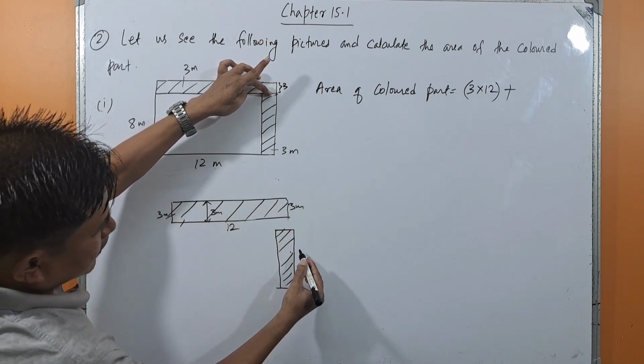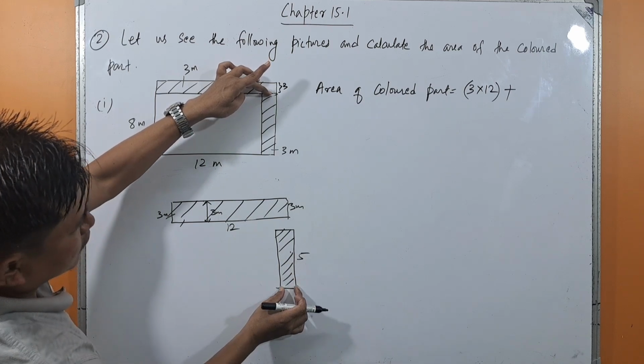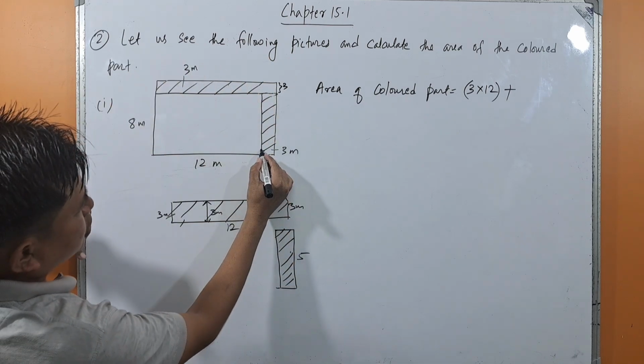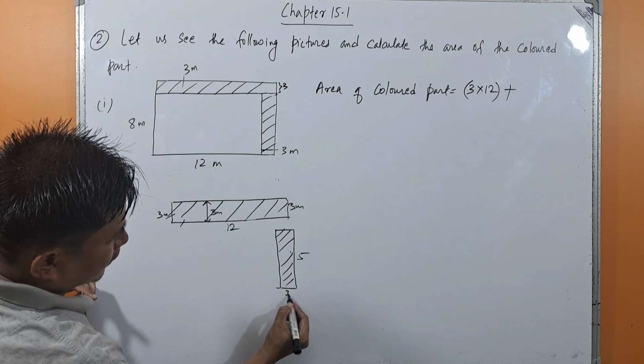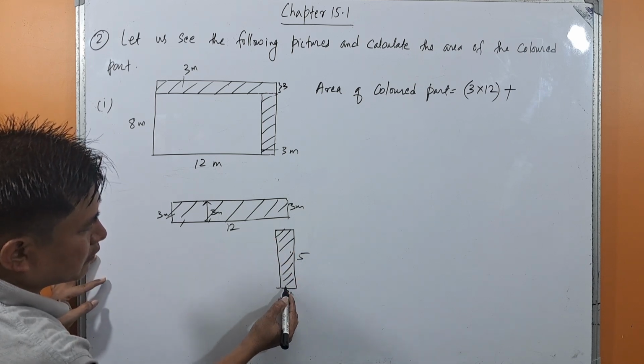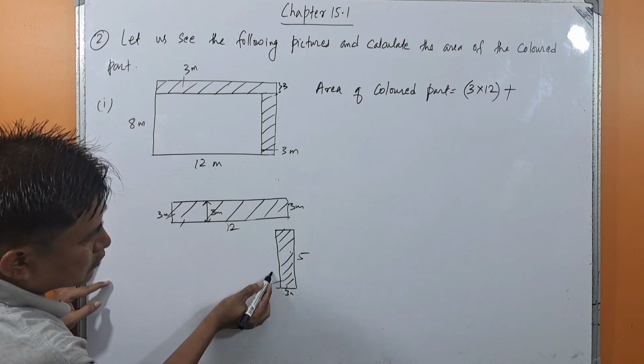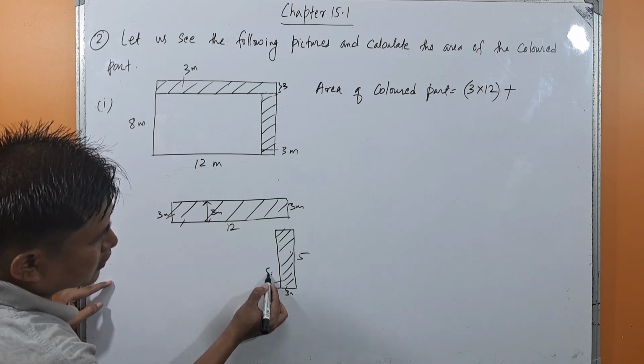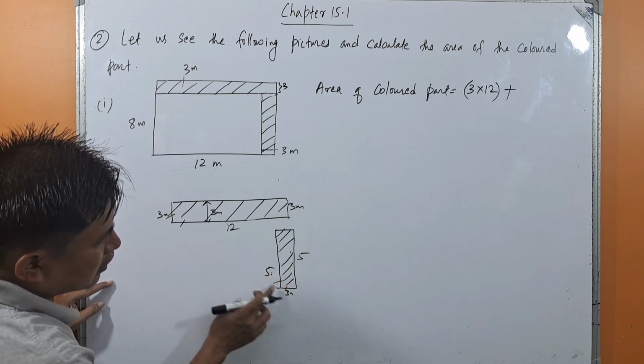So the length is 5 and the breadth is 3. This is also 3 meter. So area of this rectangle is length into breadth. We multiply the adjacent sides. This is 5 and this is 3. 5 into 3. Opposite sides are equal. 5 into 3.